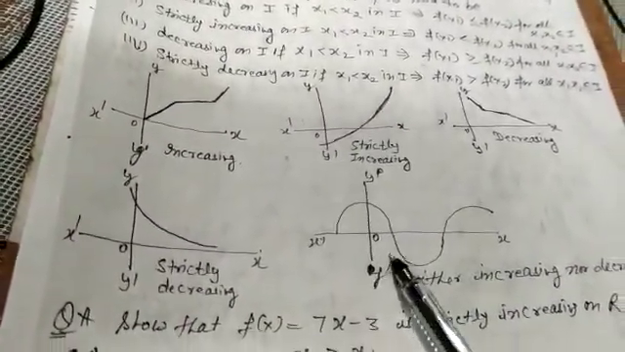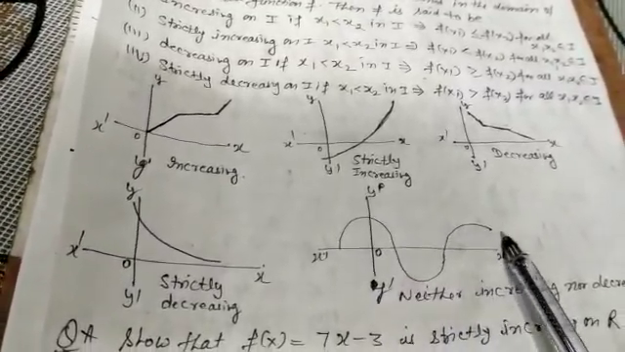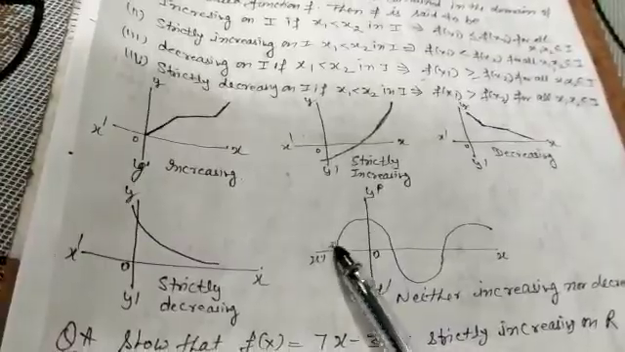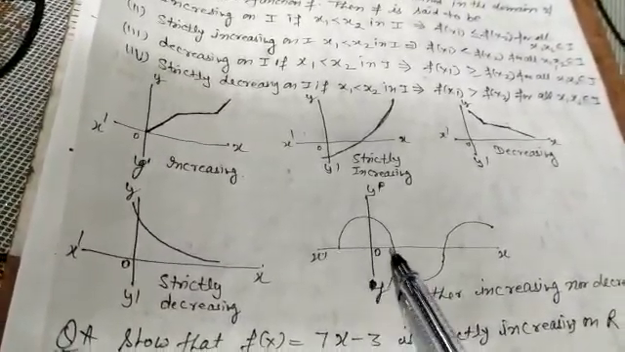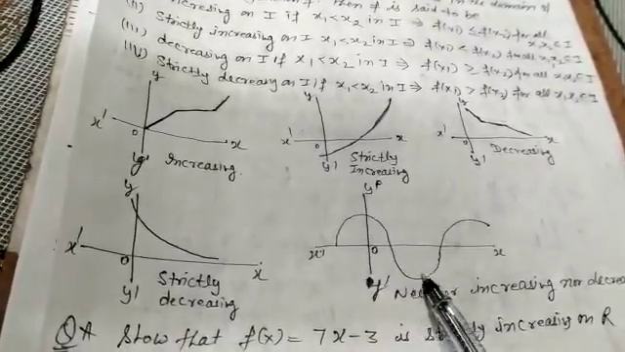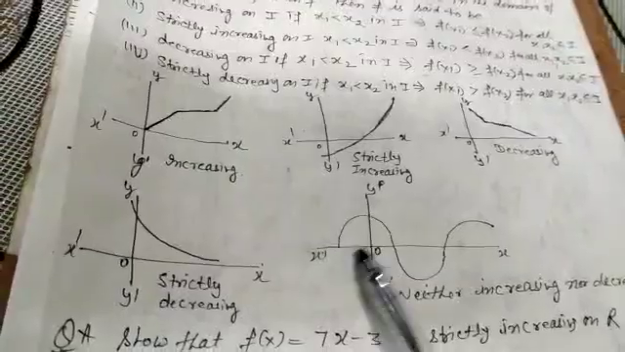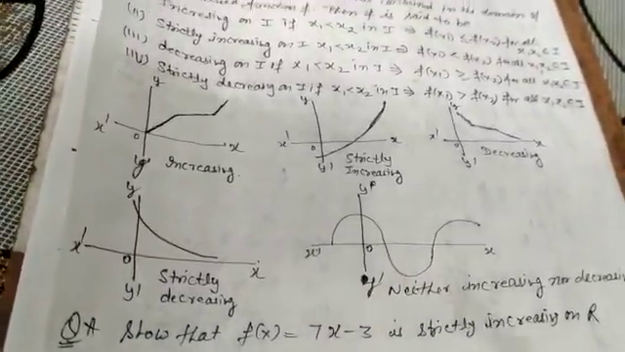In this interval, if you see, the function is sometimes positive and sometimes negative, so such a function is neither increasing nor decreasing, because from this point to that point the behavior is positive, and from this point to this point the behavior is negative. So in this interval the function is neither increasing nor decreasing.